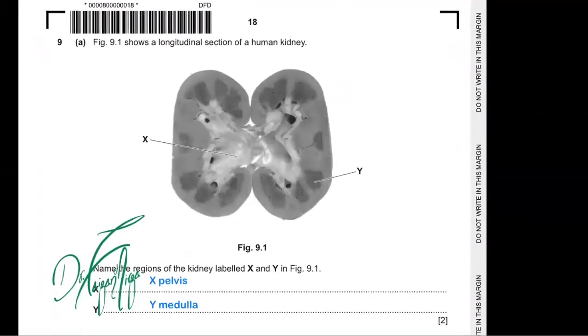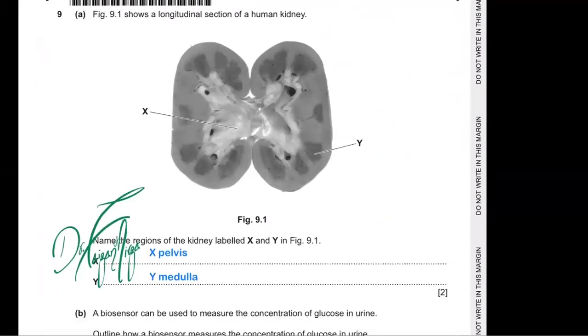A human kidney is shown in longitudinal section. X and Y are the regions. You know that X is pelvis and Y is medulla. So all these regions, these ones, are the medulla, and this thing here is the pelvis. If this was asked, the outer part, this entire part is the cortex, and the outer part here is the capsule, and you find the ureter somewhere here.